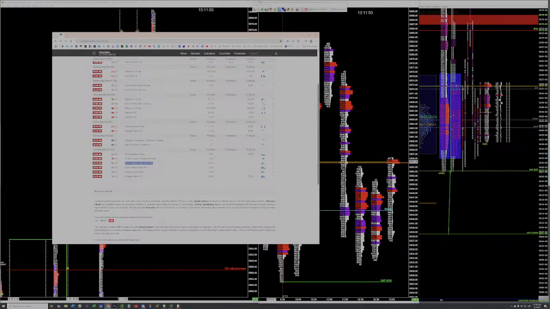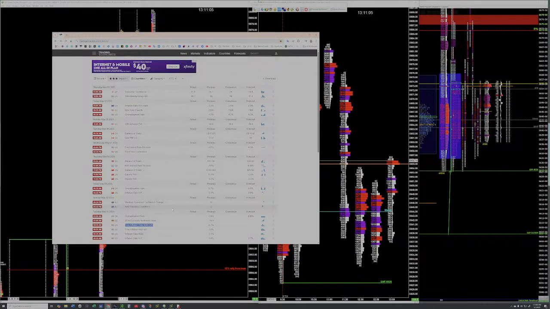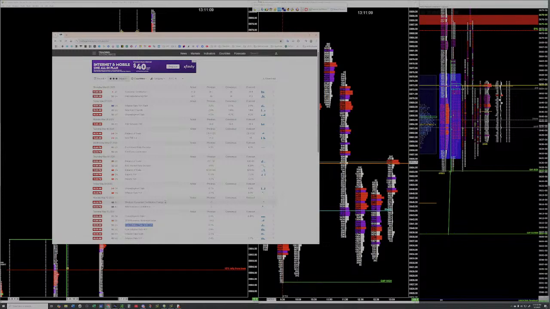CPI Tuesday. But this is coming, this is coming all at once. But the market has to deal with current business fears. We have Meta. What do we have? Amazon and Apple after the close.